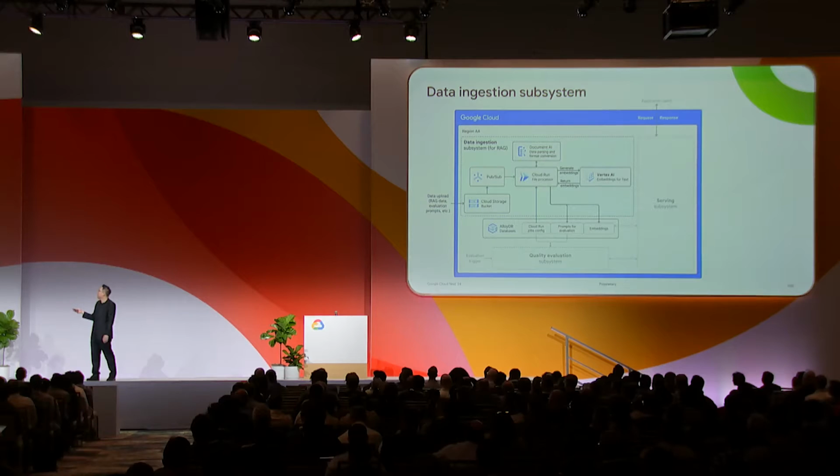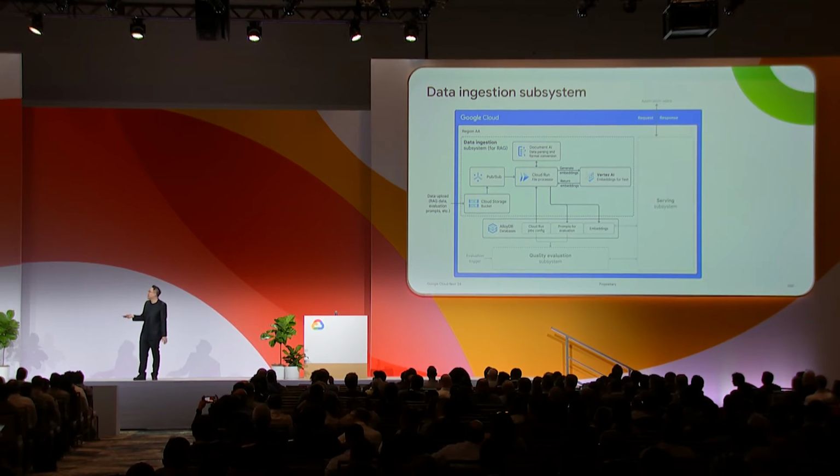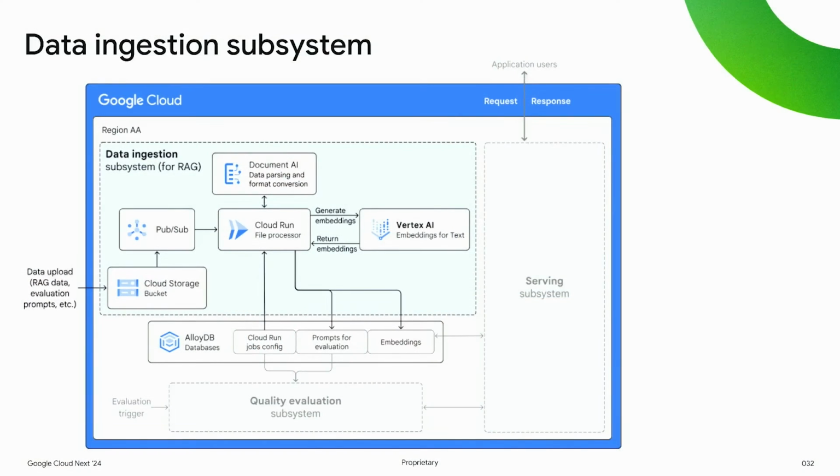So raw data goes into a blob storage, a messaging service kicks off a processor. You can use a Document AI service to parse it out, or you can use an embeddings model to parse it into embeddings in AlloyDB. Now, once the data is inside AlloyDB, that's when we can get the action started.